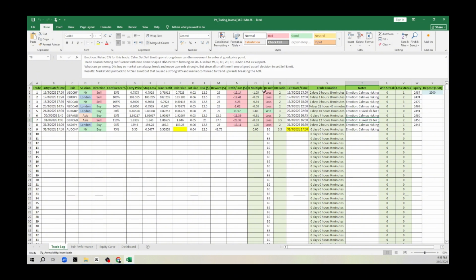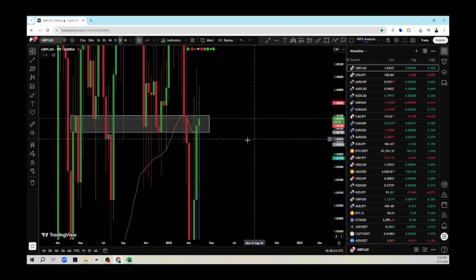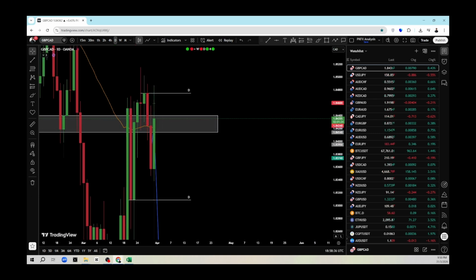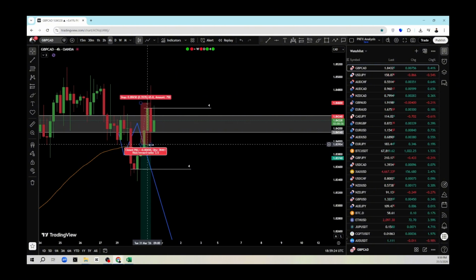So coming back to the notes over here, right? So I had a strong confluence with nice dome-shaped head and shoulders pattern forming on the 2-hour. Also had the weekly, daily, 4 hours, 2 hours, 1 hour, and 30 minutes EMA as support. So that was quite a bit of support over here when I was about to take the trade. If I go to the weekly, when I was about to enter, it was acting as, sorry, in this case, supposed to be a resistance, right? Not a support. It's a resistance, right? Daily was also a resistance. As you can see, the orange line over here, resistance. 4 hours was also acting as resistance, right?